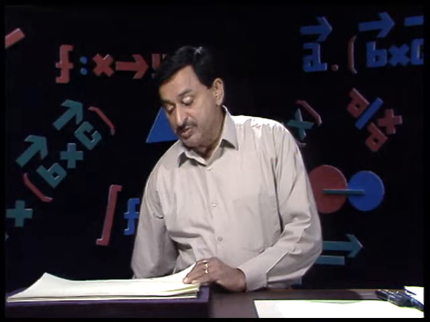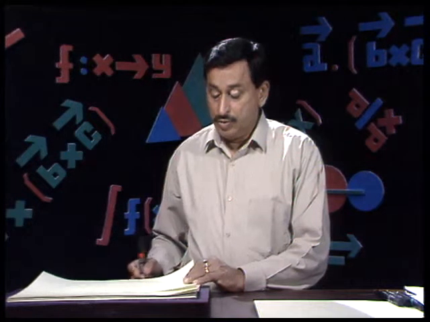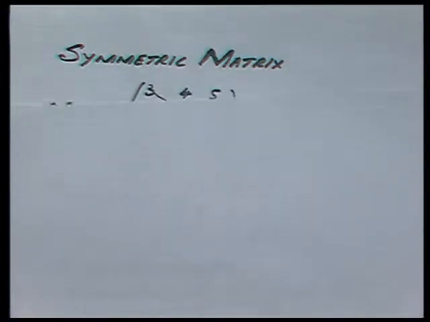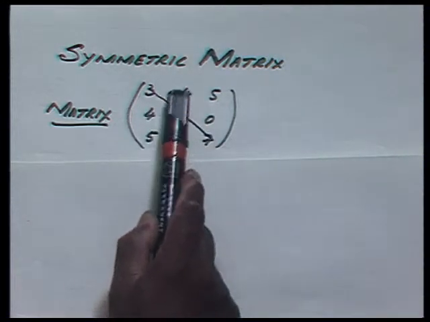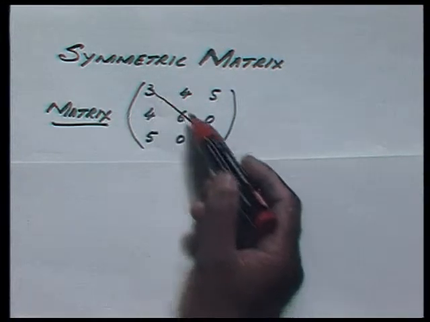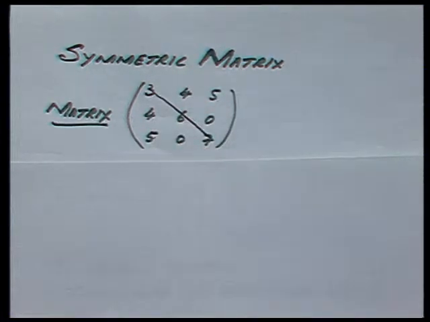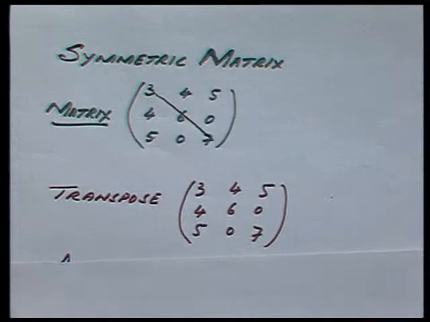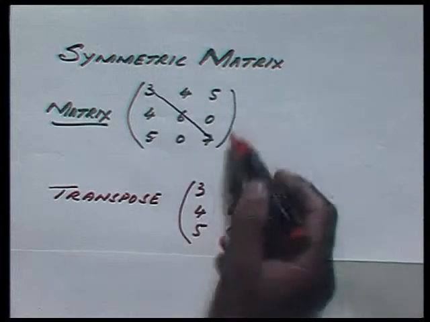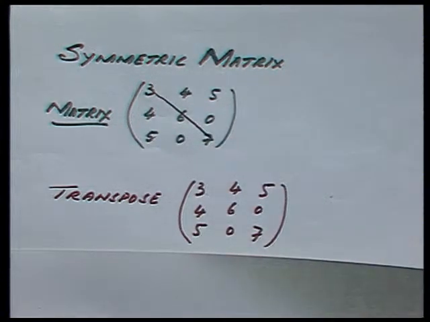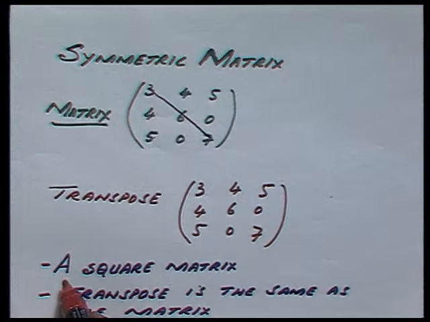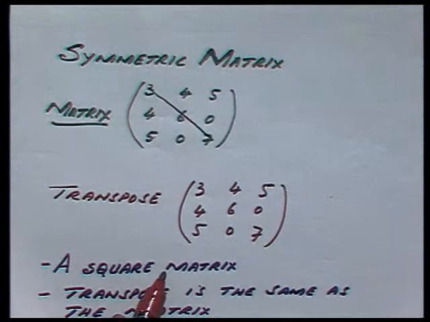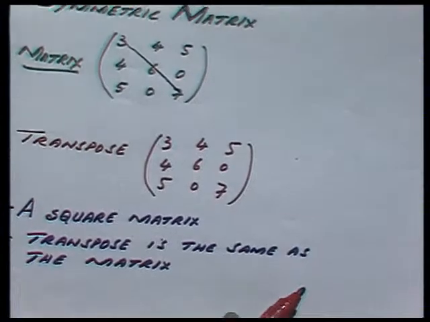Then we gave you two specific examples of matrices. One we called the symmetric matrix, where you discovered that the elements on either side of the diagonal, equidistant, were the same, and the transpose of such a matrix we found was the matrix itself. That is, if you change the rows to columns, the resultant would be the same matrix once again. And we found that such a matrix has to be a square matrix, and the transpose of a symmetric matrix will be the matrix itself.